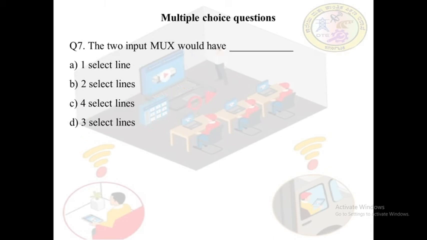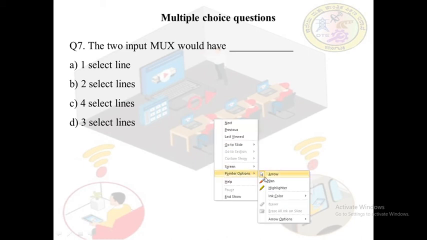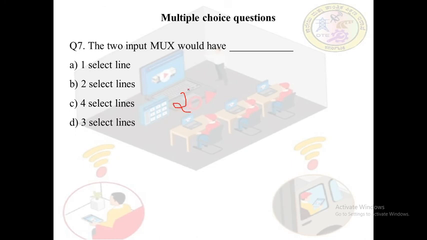Seventh question, the 2 input mux would have dash select lines. We have the formula 2 power m equal to number of inputs. Here it is 2 inputs, so 2 power m will be equal to 2. Therefore, 2 power 1 is equal to 2, and the value of m is 1. One select line. Therefore, option A is the right answer for the 7th question.